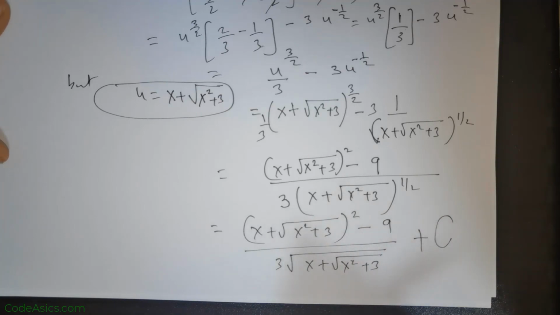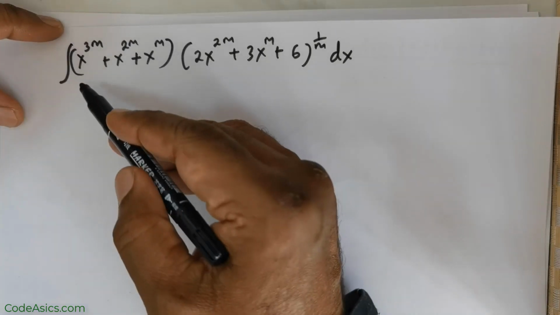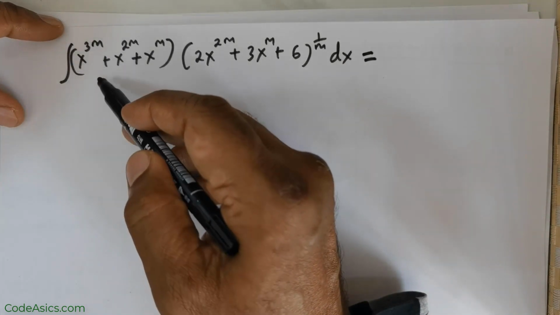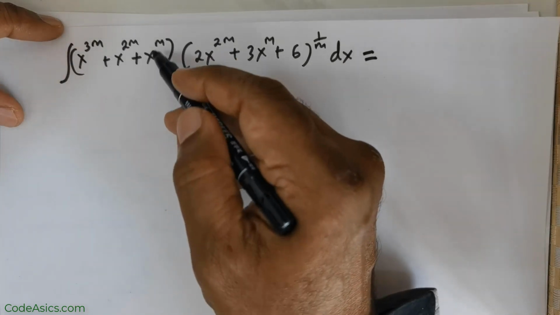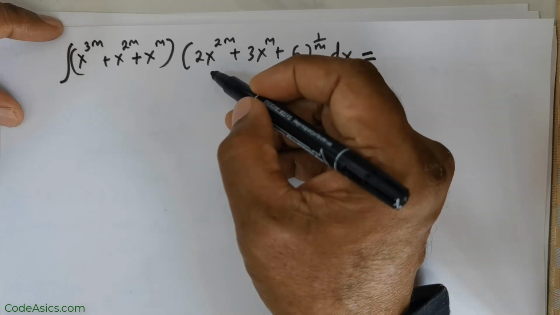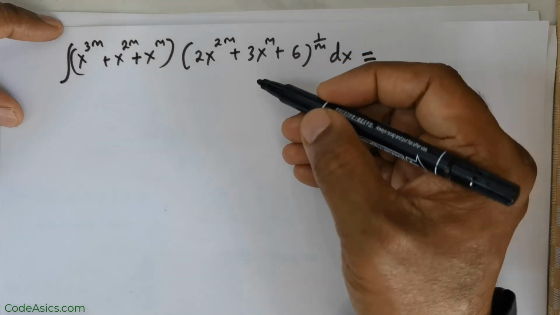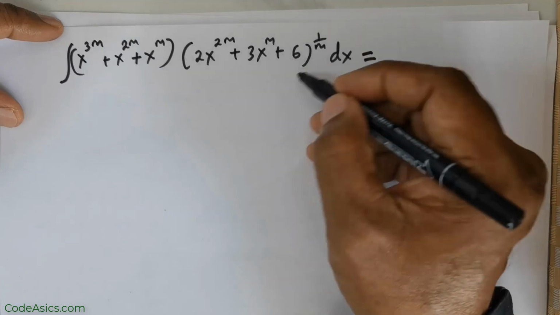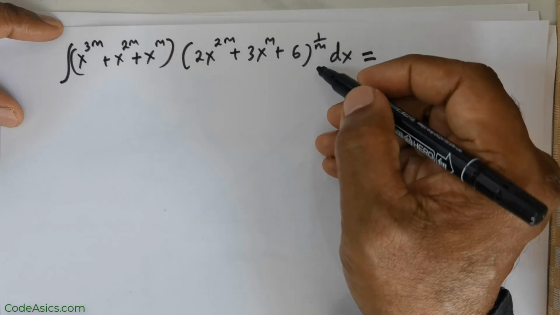Now this is the end of the solution. We expected to integrate this. Integral of x raised to the power of 3m plus x raised to the power of 2m plus x raised to the power of m, times 2 times x raised to the power of 2m plus 3 times x raised to the power of m plus 6, and the entire quantity is raised to the power of 1 over m.